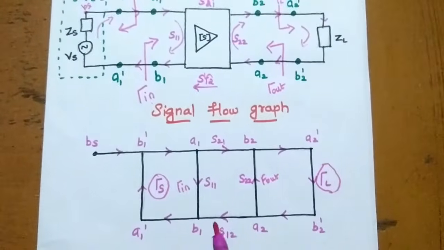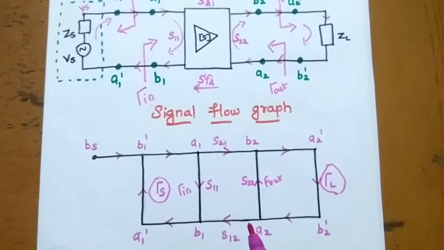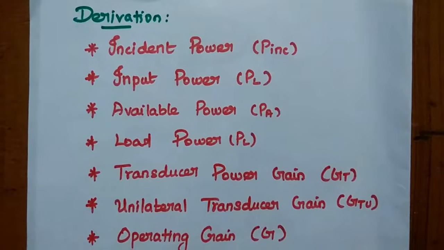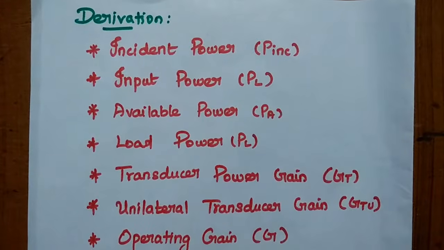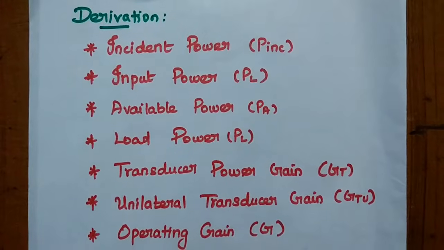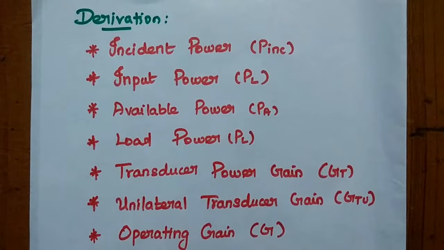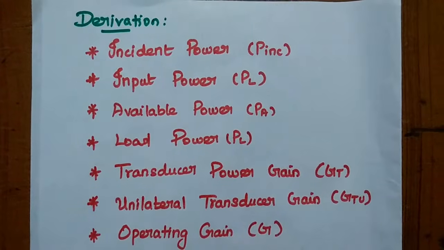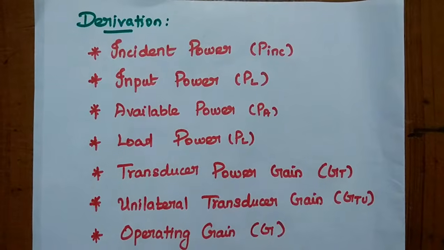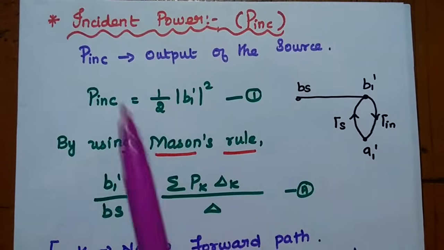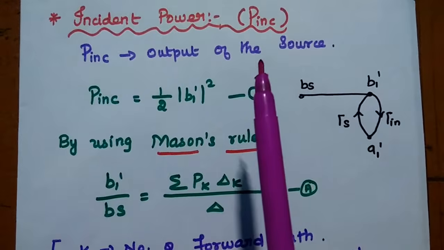So this signal flow graph is very important to analyze the various power gains. Next, we are going to derive incident power, input power, available power, load power, transducer power gain, unilateral transducer gain and operating gain of the RF amplifier. First, we are going to derive the incident power of the RF amplifier.